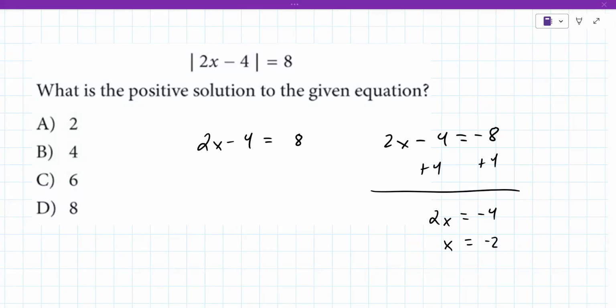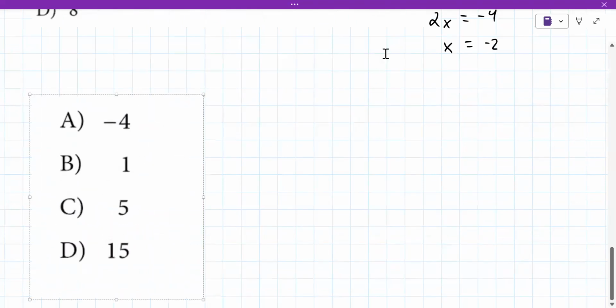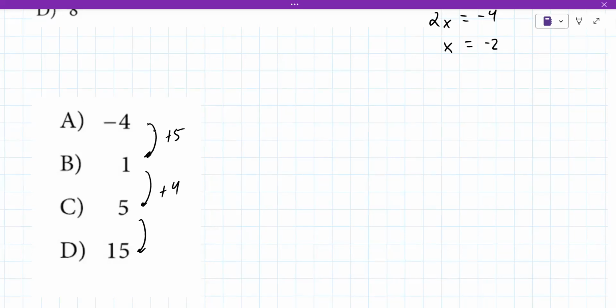All right, so this time we're gonna look at the answers. Tell me what you notice, if anything, about these answers. They keep increasing. Okay, anything else? Do they increase by the same amount? No. This is +5, this is +4, this is +10. There's not really a pattern there. Anything else about the answers? Not really. There's no fractions.